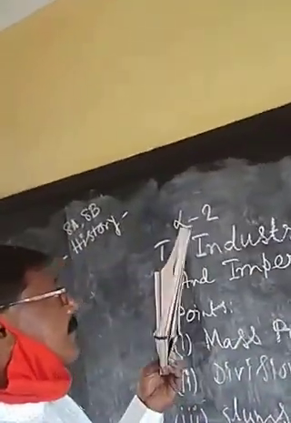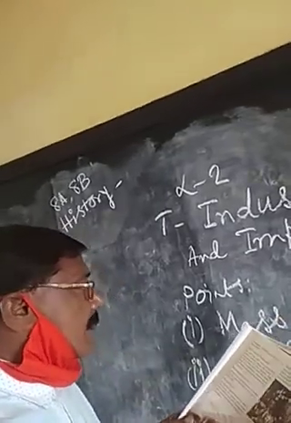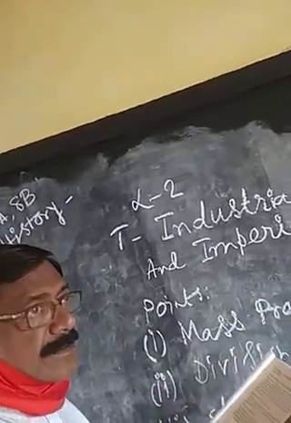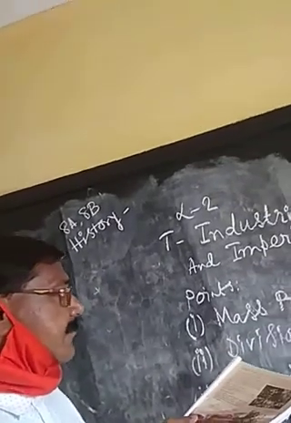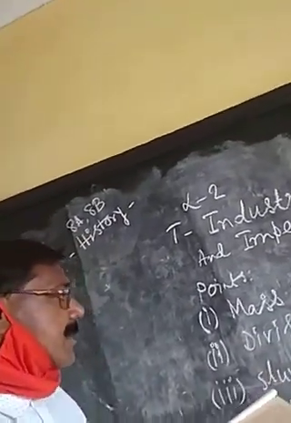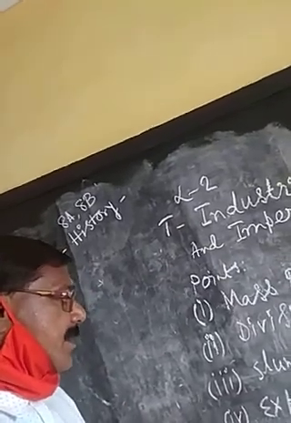Today's topic, the same one, industrial revolution and imperialism. In today's class, these are the following points I have mentioned on the board. Please look at it. First point, mass production. Second one, division of labor. Third one, slums and poor sanitation. Fourth one, exploitation. And fifth one, ideologies.